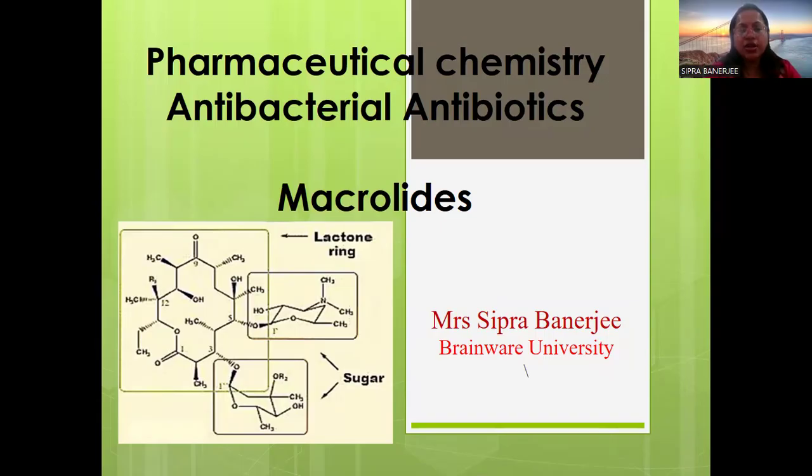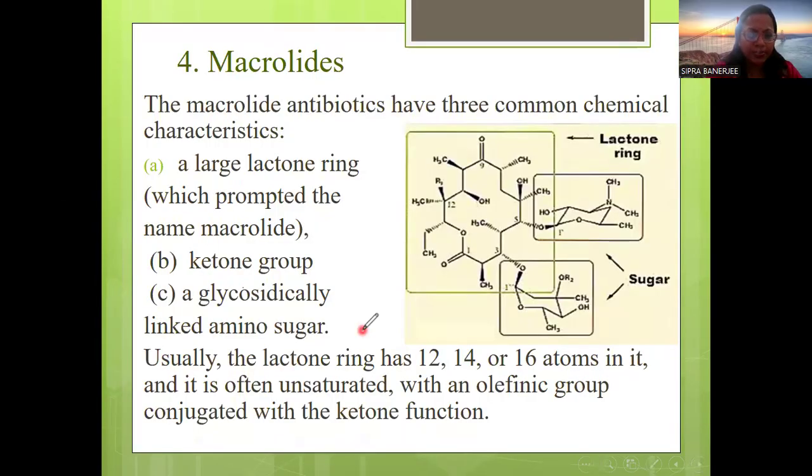chemical structure. Macrolide is one of the chemical structures which has a large lactone ring and a sugar moiety. Two methyl sugar moieties are there, and two keto groups are there. If you can see the structure here, this is the lactone ring, and at the 1 and 9 position, two keto groups are there, and two amino sugars are there.